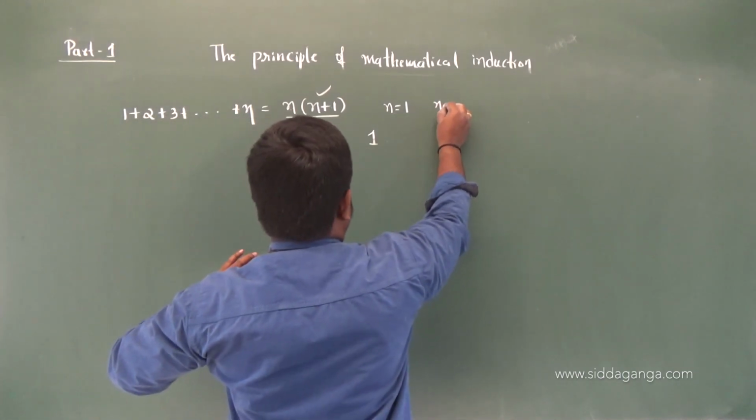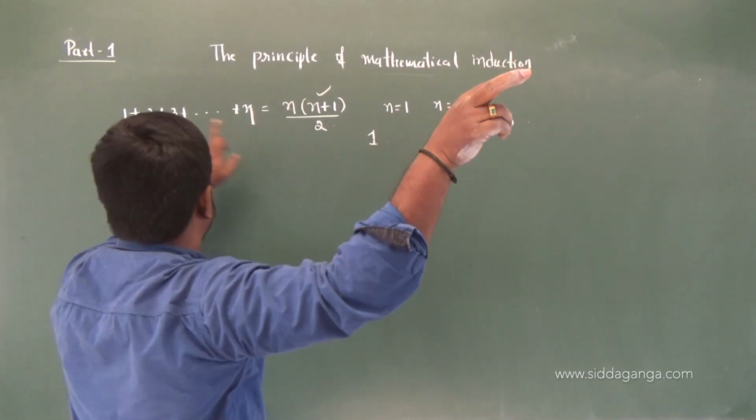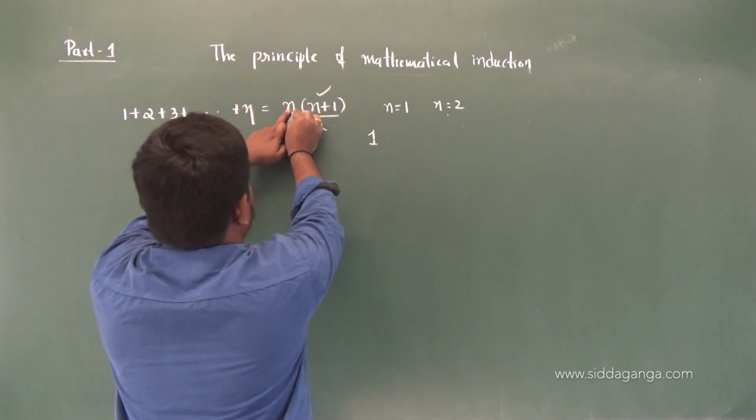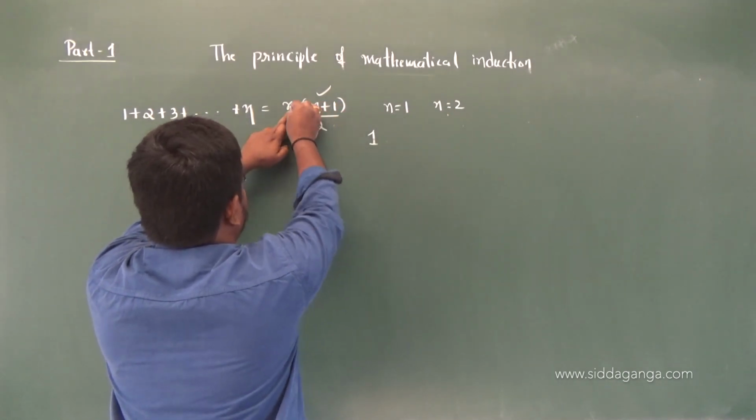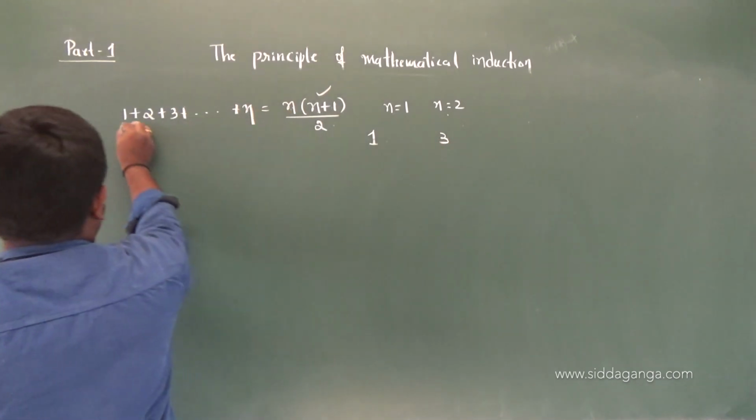When n is 2, what does it give? This gives the sum of first two natural numbers. You mean 1 plus 2, that must be 3, right? So substitute n is equal to 2 here. So 2 into 2 plus 1 by 2. So 2 gets cancelled, 2 plus 1 is 3. You get 1 plus 2, that is 3.